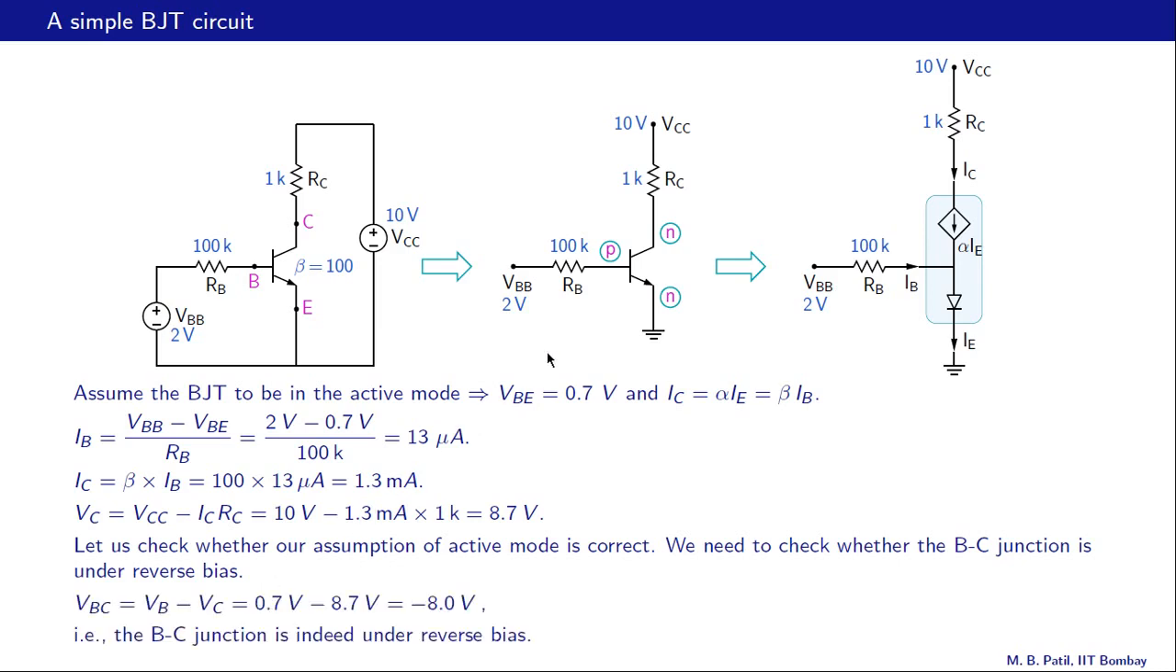What is VBC? VB minus VC. VB is 0.7 volts as we saw before, VC is 8.7 volts, and so the difference between these two is minus 8 volts. So that means the base is at a negative potential compared to the collector, and therefore this PN junction is under a reverse bias. So that verifies that our assumption of active mode is indeed correct. And so everything is consistent, and the solution we have obtained would make sense.